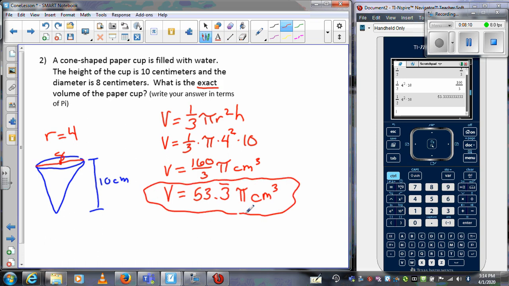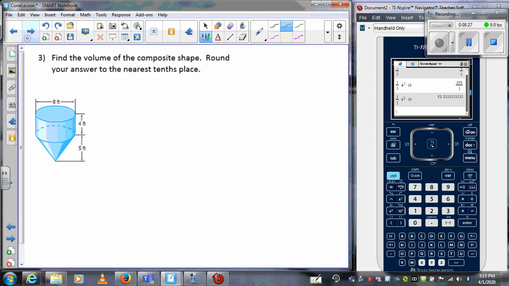No rounding on this when it says exact. So you could have answered it that way. You could have answered it with 160 over 3 pi. You could have said 53 and 1/3 if you're using the Texas Instrument calculators. That works nicely too. Okay, let's try another one.